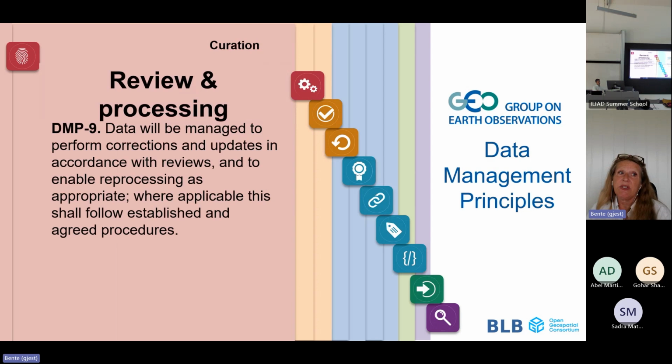And last but not least, well, it's not quite the last, review and processing. Data will be managed to perform corrections and updates in accordance with reviews and to enable reprocessing as appropriate. Where applicable, this shall follow established and agreed procedures. This is specifically relevant if you have, for instance, real-time data and you need to process them, for example space-based ones where you have atmospheric correction, etc., and you need to reprocess the data to get the quality you want. But also reprocessing for other purposes is highly relevant.